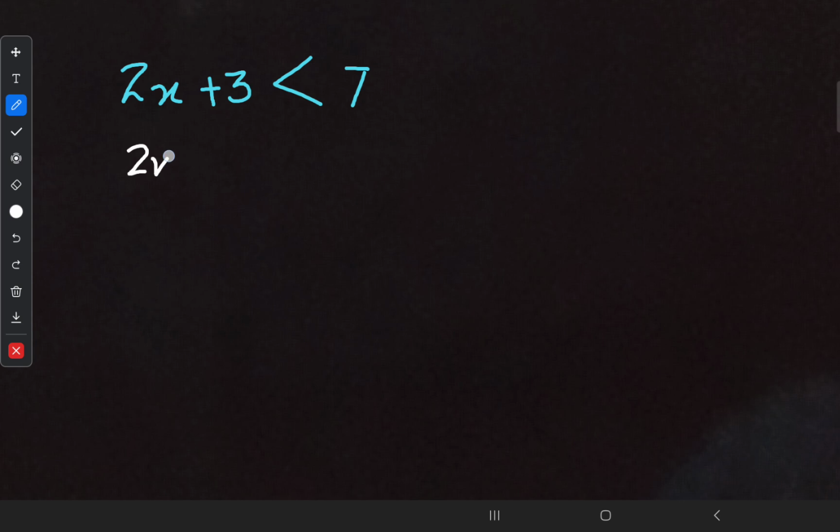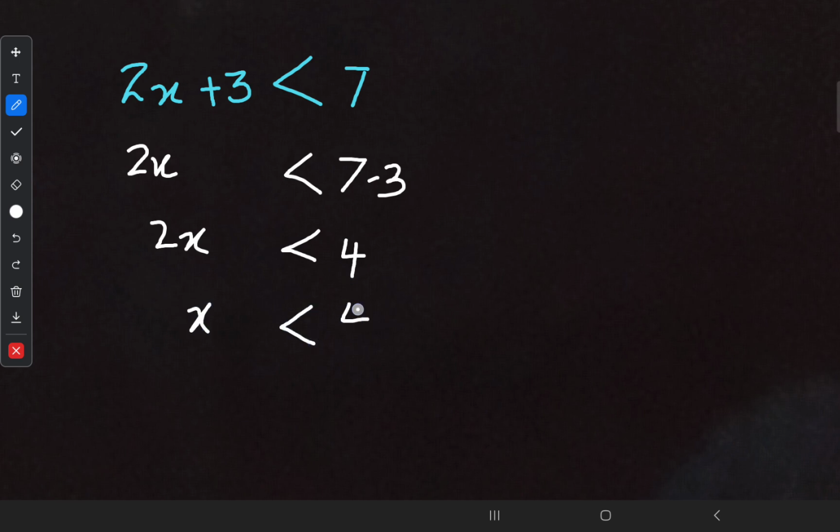So, 2x, there is an addition. We have to bring this addition over as a subtraction. It will become 2x < 4. Then the positive 2 is multiplied here, so we have to take it as a division. 4 divided by 2 will give you x < 2.